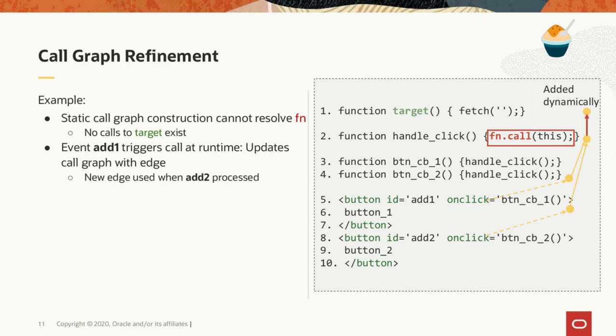When the static call graph analysis wants to generate a call graph, it is not able to resolve the call from fn.call to the target function. However, we do not stop, and Gelato randomly clicks on one of the buttons anyway. So by clicking on button 1, for example, it is able to generate the execution trace, which shows that the fn.call is resolving the target function. So we add that missing edge to the call graph, and next time when Gelato wants to decide whether to click on button add 2 or not, it is going to click on it because it knows that it's going to reach the fetch function at line 1.